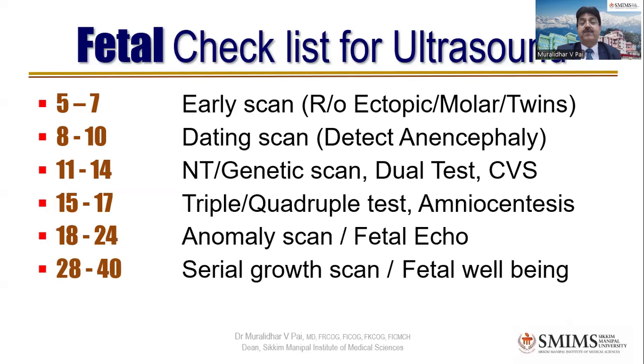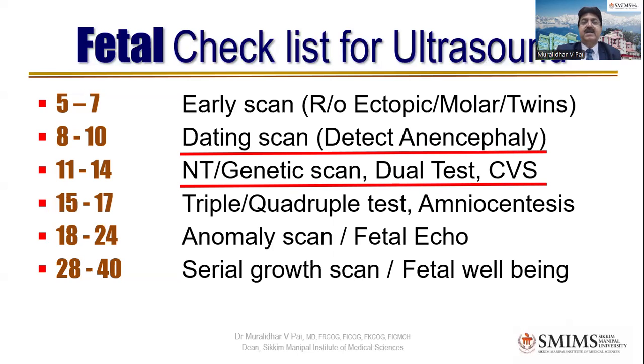28 to 40 weeks, it's the serial growth scan time. Once in 2 weeks or sometimes 3 weeks is also okay. This is to find out the early FGR or early macrosomia, and in later gestations, 32 weeks onwards, maybe sometimes weekly, to do the fetal well-being, BPP, or even Dopplers, depending upon the high risk factor. So dating scan is very important, and genetic scan is important, anomaly scan is important. All others are also important, but these three are a must.